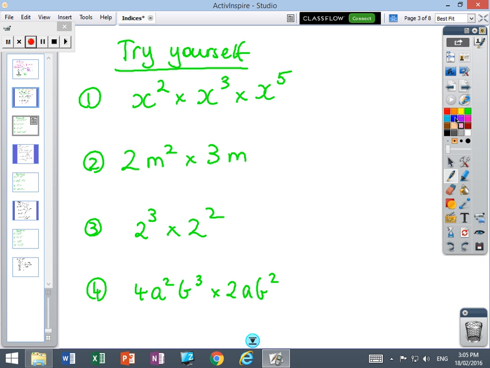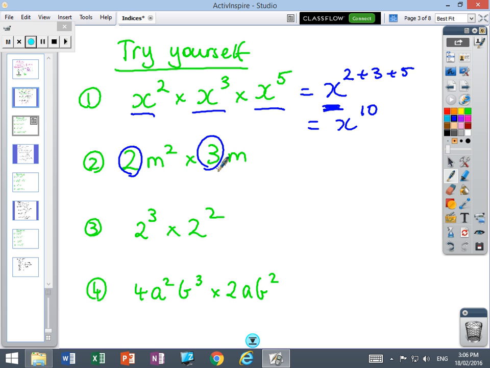Okay, you've had a go. Let's have a look. So I've got base x, base x, base x, so the answer is base x. And I've got 2 plus 3 plus 5, so the answer is x to the 10.